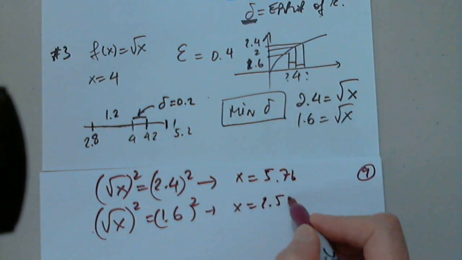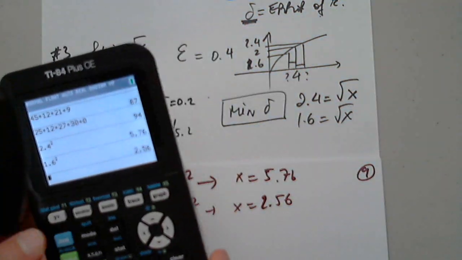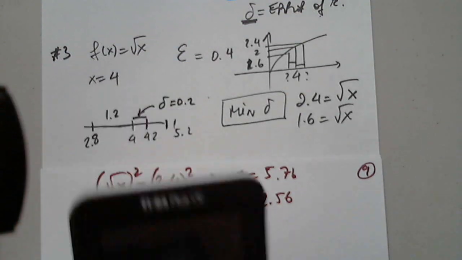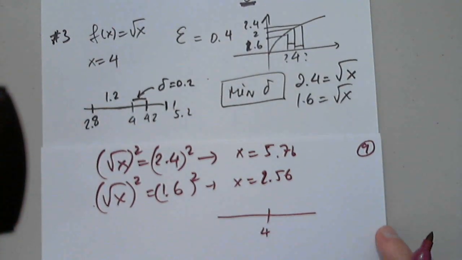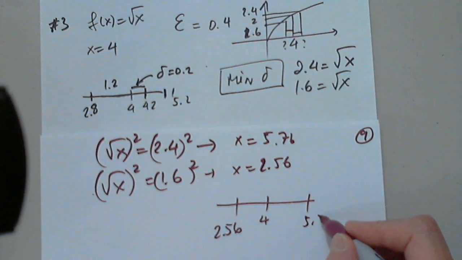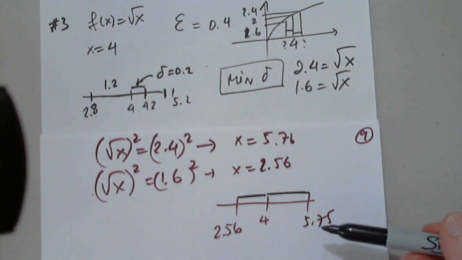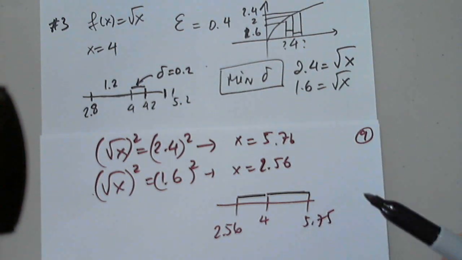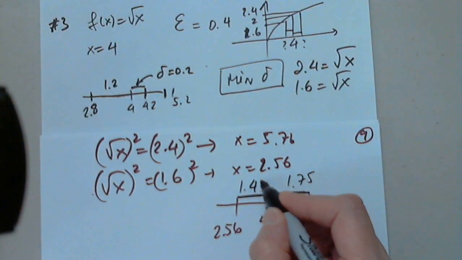5.76, 2.56. That's what I got. Yes? Yes. 7656. Perfect. Okay. So I have 4 right here. I have somewhere here 2.56, and I have somewhere here 5.76. I have to find the distance between these two, and I have to find the distance between these two. 5.76 minus 4 is 1.76, and 4 minus 2.56 is 1.44.